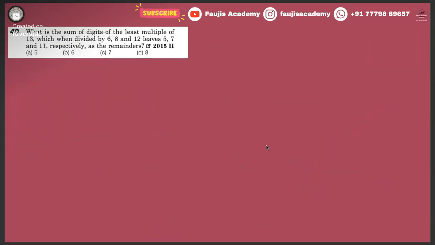What is the sum of the digits? That means you will get a number, like 132. The sum of the digits is 6: 1 plus 2 plus 3. What is the sum of the digits of the least multiple of 13 which when divided by 6, 8, 12 leaves remainders of 5, 7 and 11? If you can solve this question, then you have a very good grasp of this chapter.